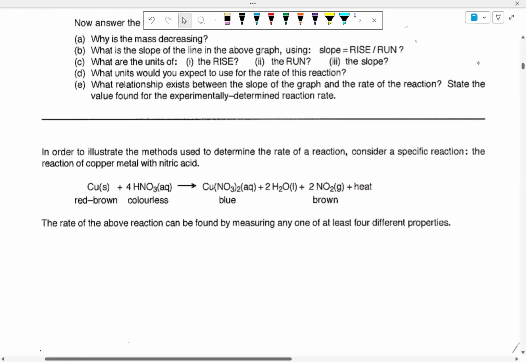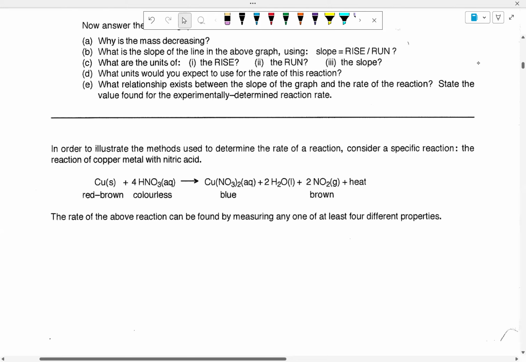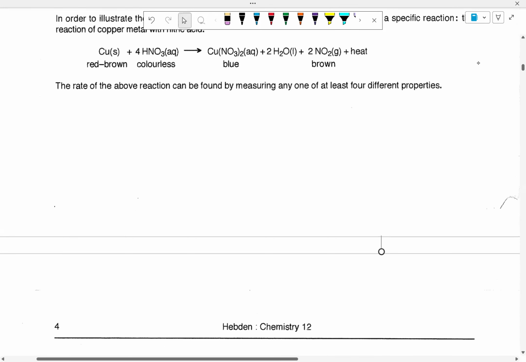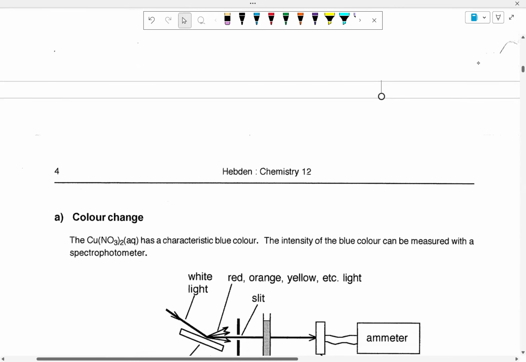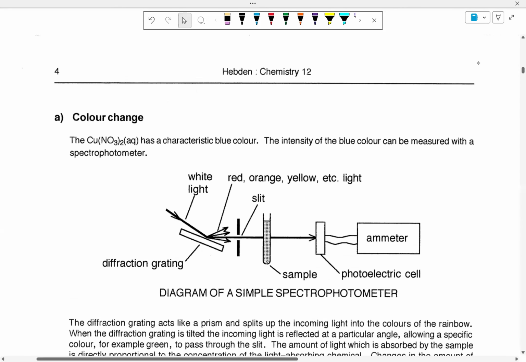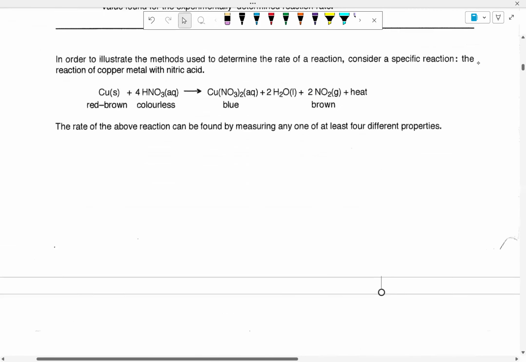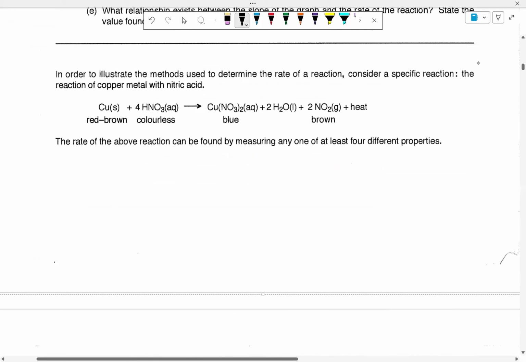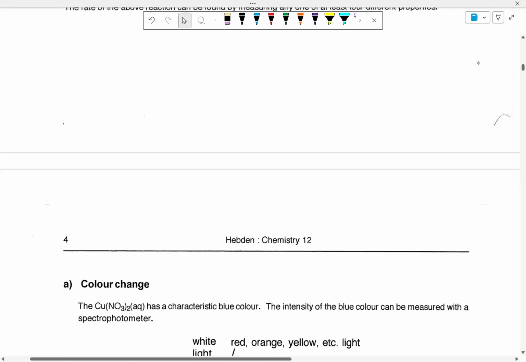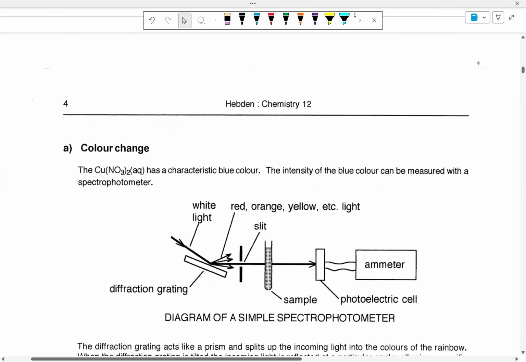they do give you an example of how you can measure the rate of a reaction other than using the moles. It says the rate of the above reaction can be found by measuring any of at least 4 different properties or characteristics. The first one that you could use is a color change. The reason you could do a color change is that in the reaction, you are creating a blue color. So you can measure the intensity of the blue color, and that would tell us the rate of a reaction.